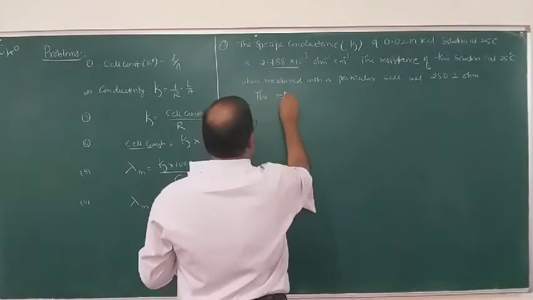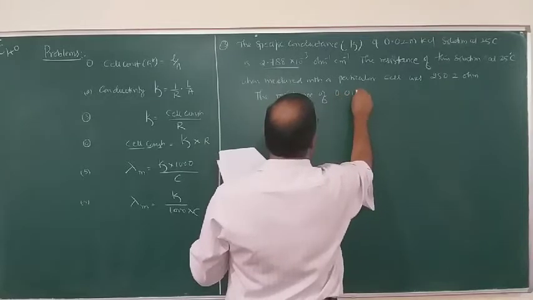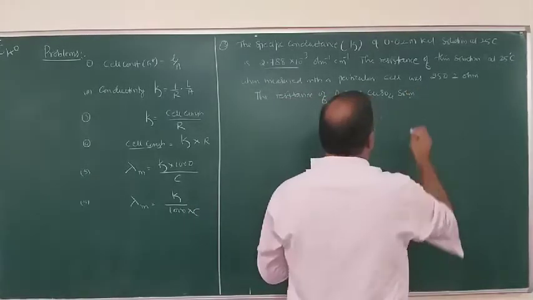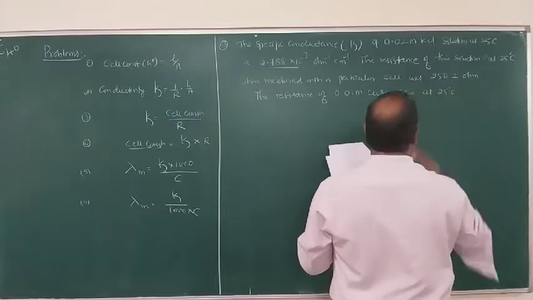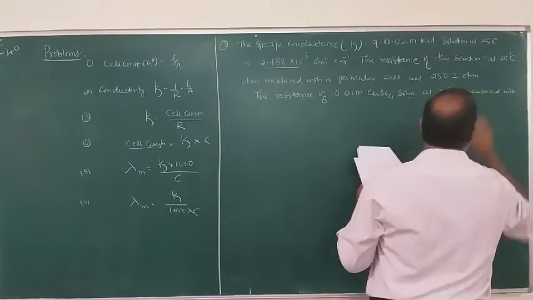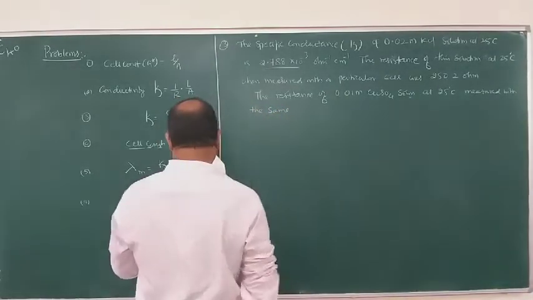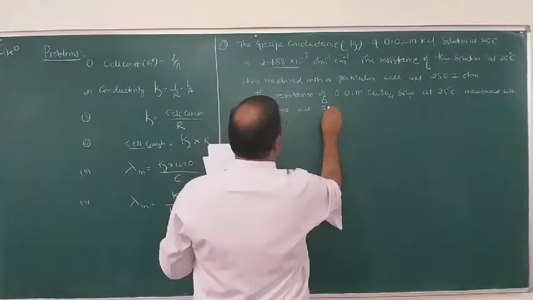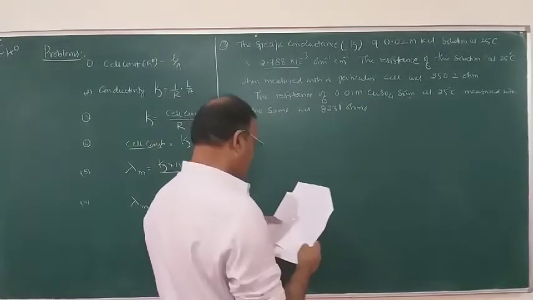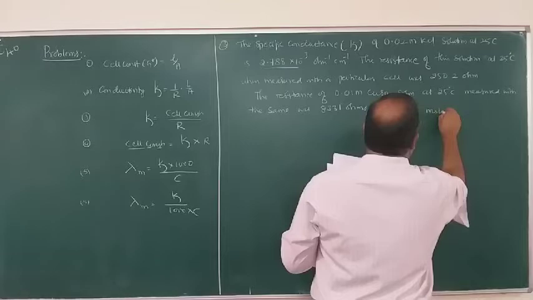Next, the resistance of 0.01 molar copper sulfate solution at the same 25 degrees centigrade, measured with the same cell, was 8331 ohms. First, calculate molar conductivity.